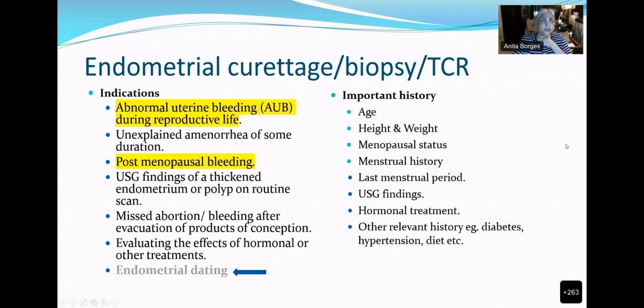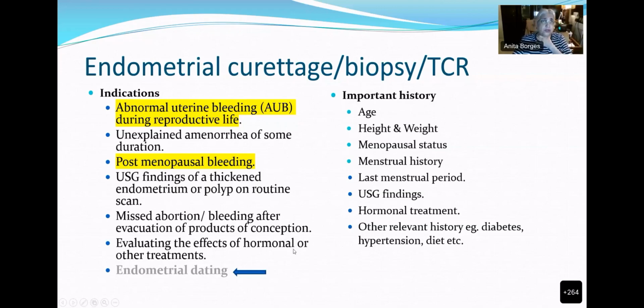Okay. So what is very important before you start looking, or maybe while you're looking at an endometrial curettage or a biopsy, is to know the indications. Most of the indications are these: abnormal uterine bleeding during reproductive life and postmenopausal bleeding. Most of the others are not quite often done. The USG findings of a thickened endometrium or polyp on a routine scan are usually accompanied by bleeding. And then of course, if you have a missed abortion or bleeding after evacuation of products of conception, then yes, you will have some of these.